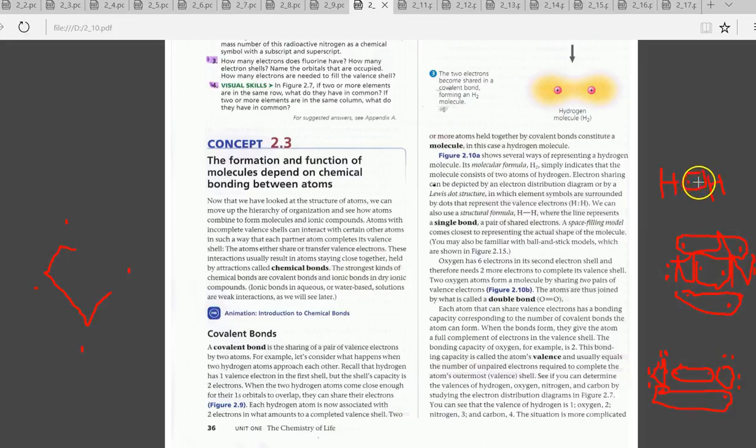Alright, single, double, triple bond. 2 electrons, 4 electrons, 6 electrons. So that's where it is. All of these are your valence electrons coming from a Lewis dot structure.